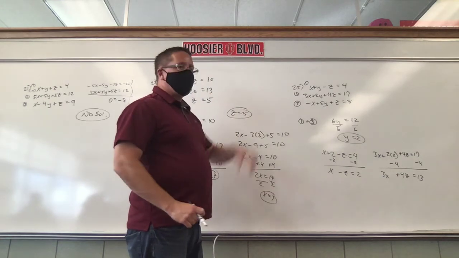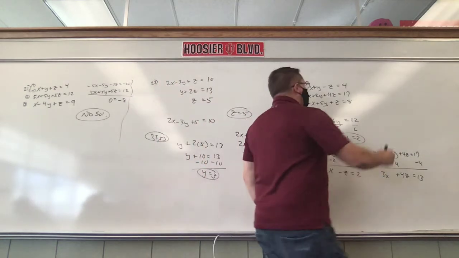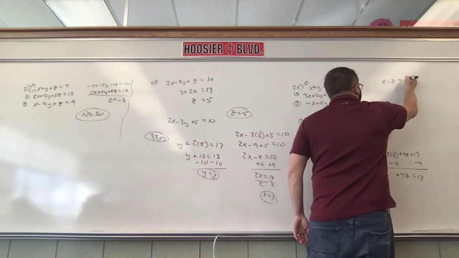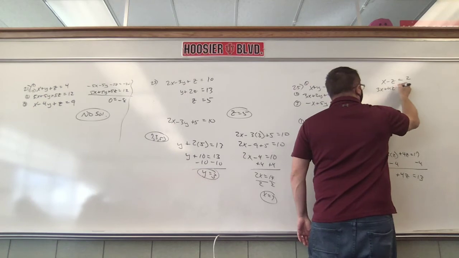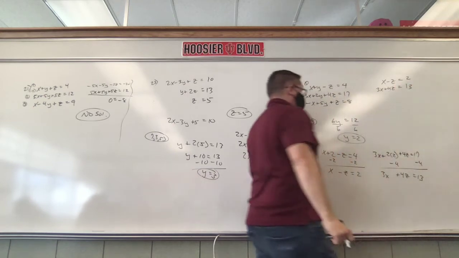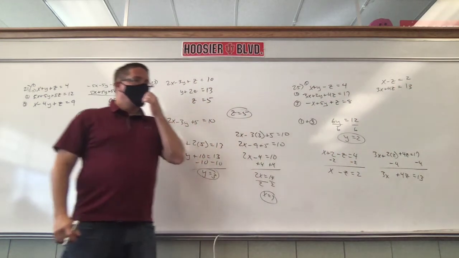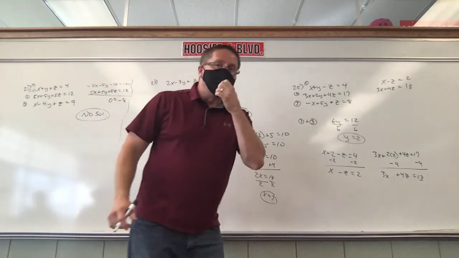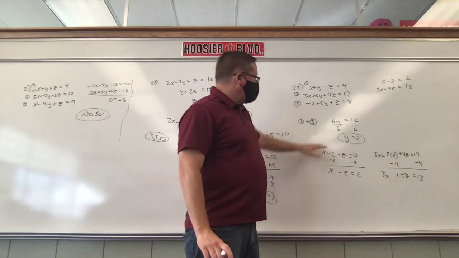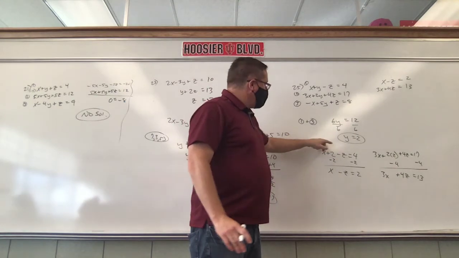Now I'm going to move this up top here. I'm going to stack these. X minus z equals 2, and 3x plus 4z equals 13. I just stacked them on top of each other. At what point? Were you okay up to this point? Yes. Okay. Y is 2.